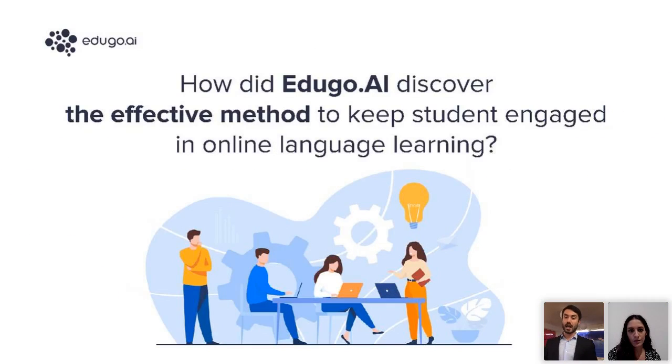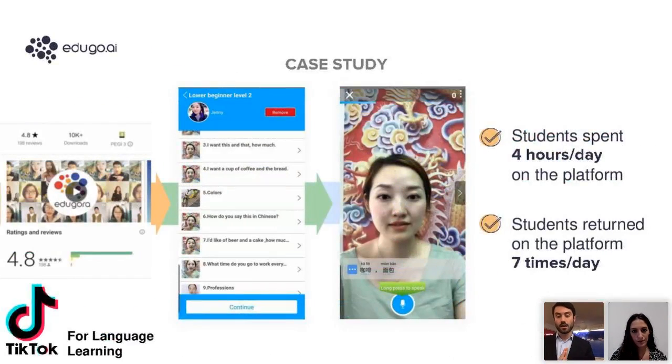So now I would like to jump in and show you the discovery we made in Edugo.AI and how we discovered a new method that actually keeps the student really engaged during online language lessons. So in order to really understand how we came up with this new methodology, I would like to tell you the story of our first company about language learning. So the first company we launched was called Edugo.AI. Edugo.AI is, you can say today, the TikTok for language learning, right?